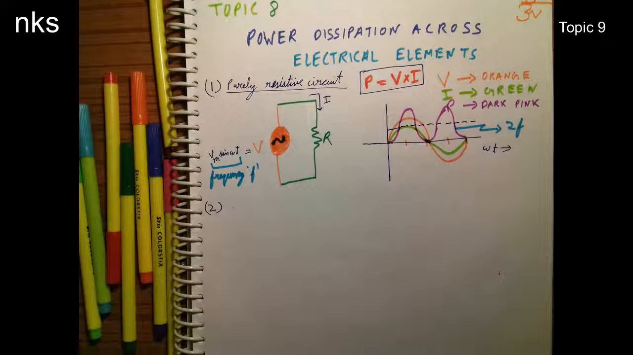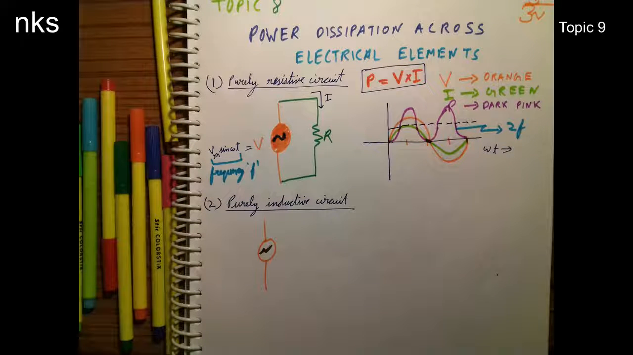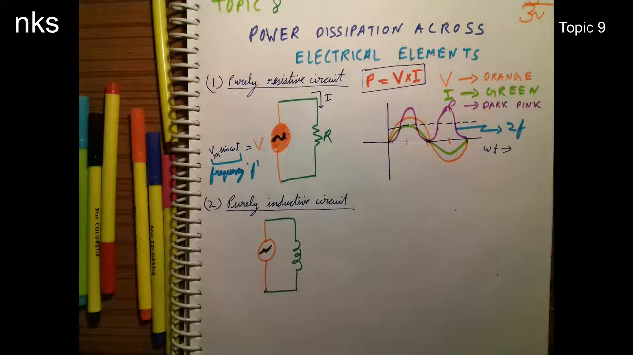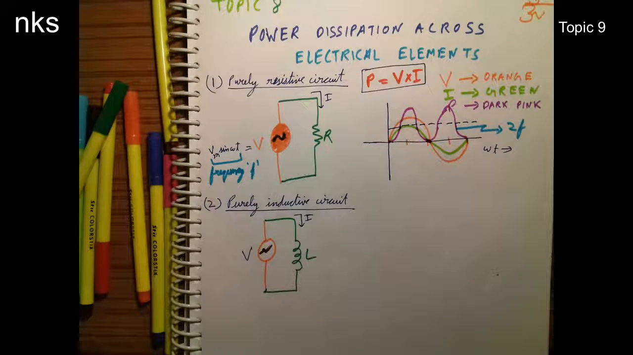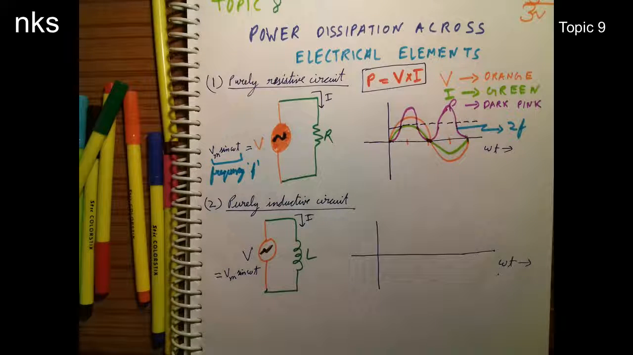Now we will take a purely inductive circuit as shown on the screen. The voltage source is Vm sin omega t and the voltage waveform is in orange color, current will be drawn in green and the power waveform in dark pink. This nomenclature will be followed for the next circuit also. So here the point to notice is that since it is a purely inductive circuit, the current I will lag the voltage by 90 degrees.